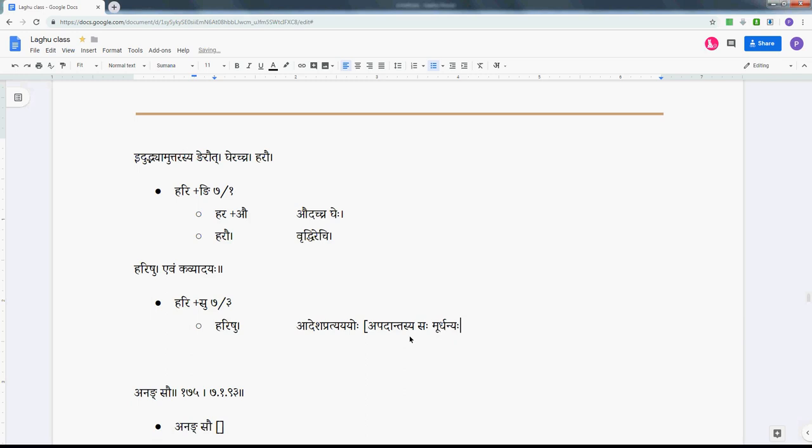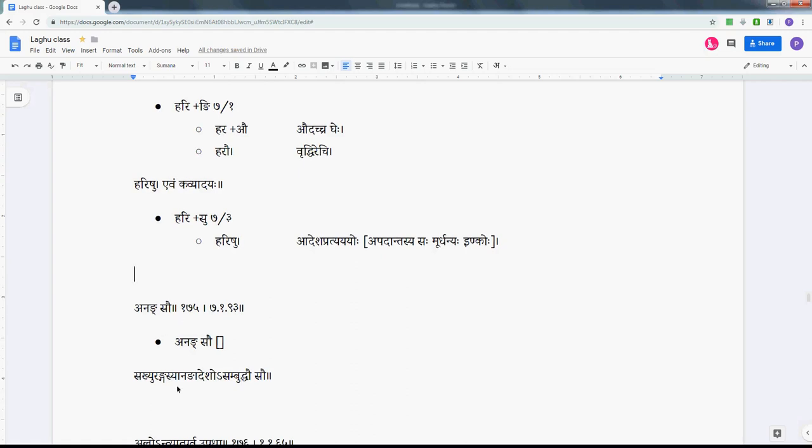Murdhanya adeshasya. When? Is it all the time? No. In koho. When in pratyahara letter precedes or ku, ka varga letter precedes. Therefore, in koho only. And here, ka varga letter is not preceding, ikara is preceding, which is in. So that is the adesha here. Sakara becomes murdhanya and you get harishu.